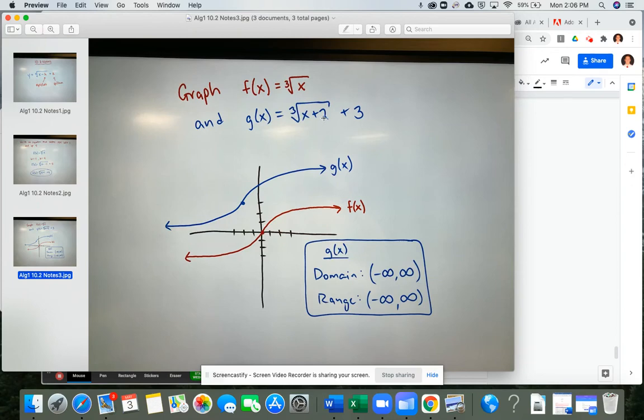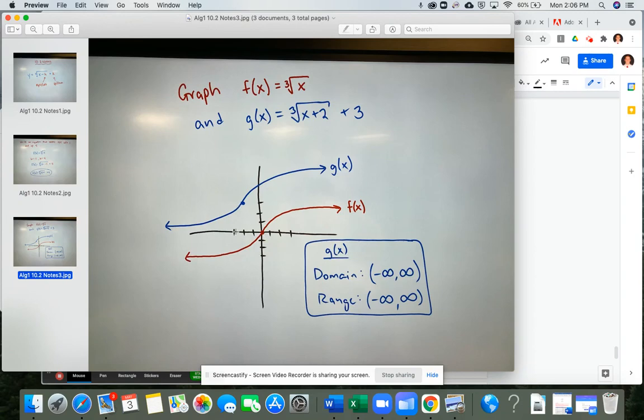So based on our equation, we're going to move our vertex, not really a vertex, but it's just kind of in the middle, left 2, up 3. So I'm moving this point left 2, up 3, and it stays the same shape, just moves the vertex.